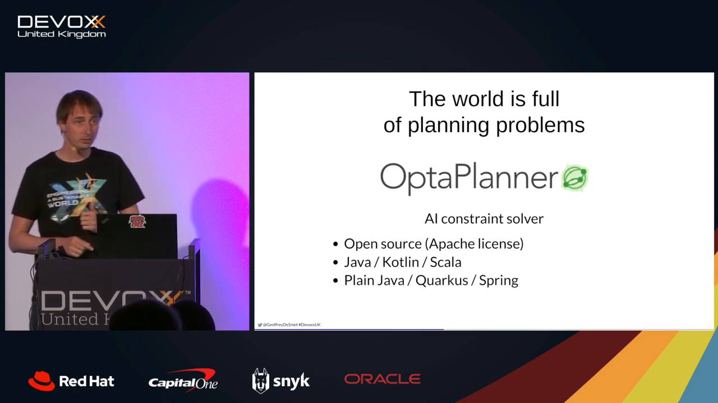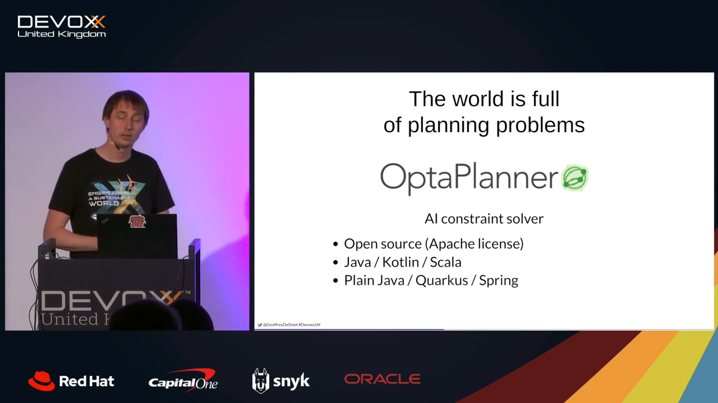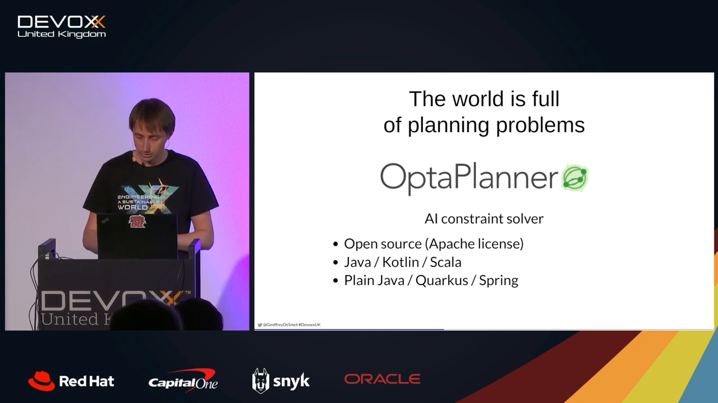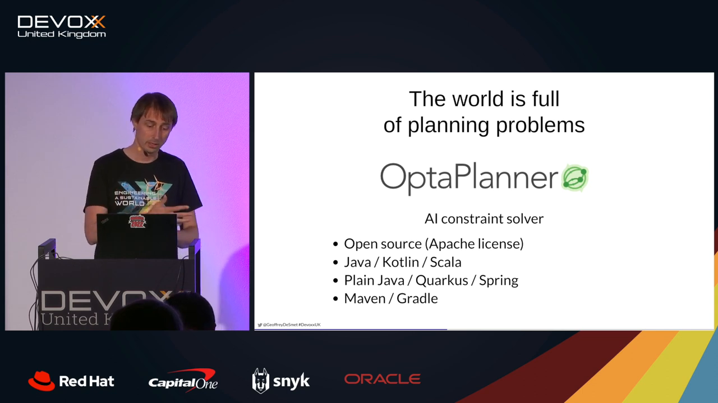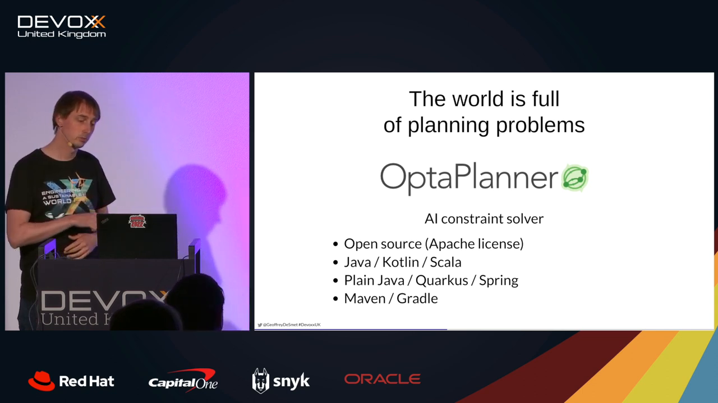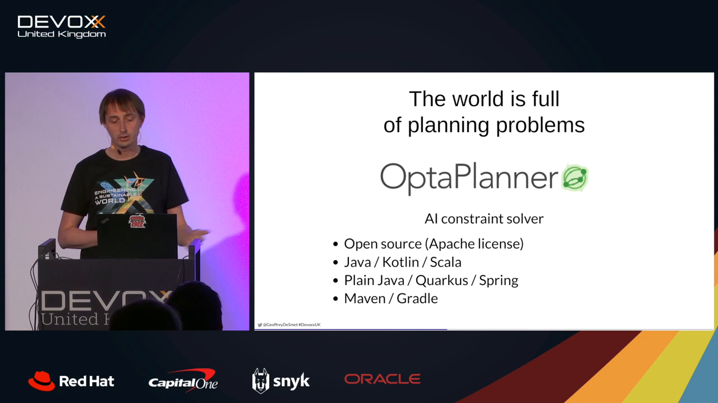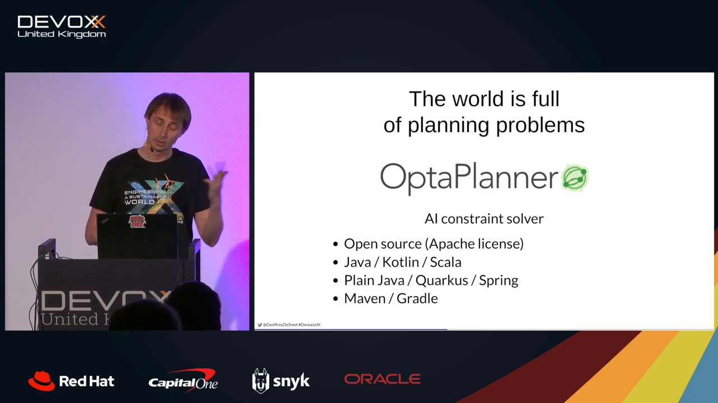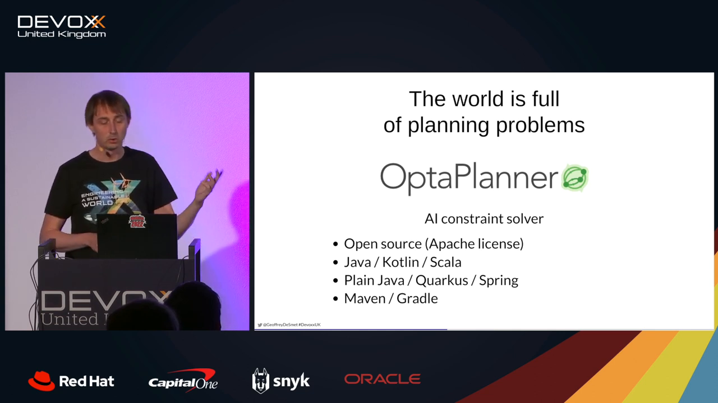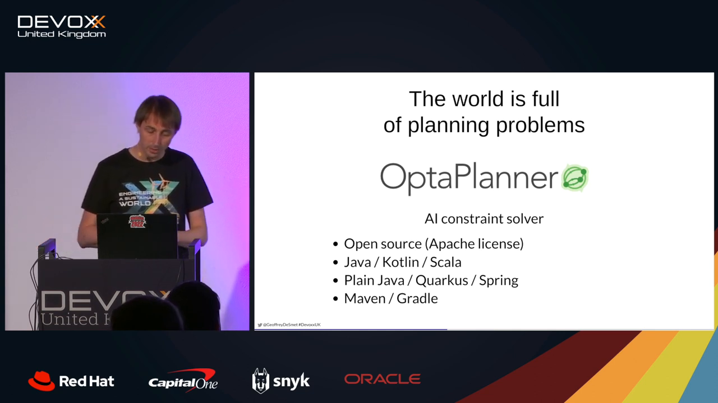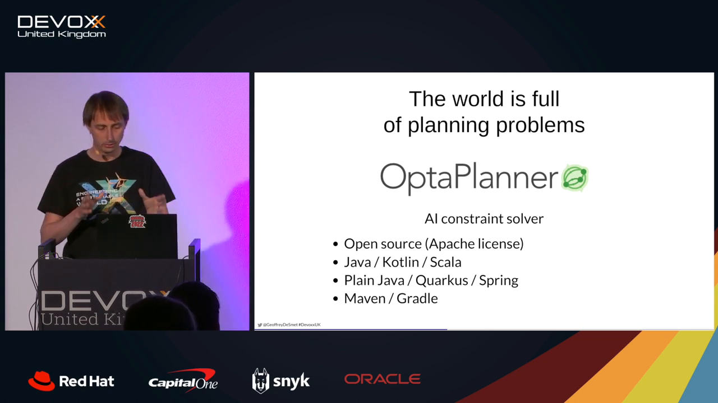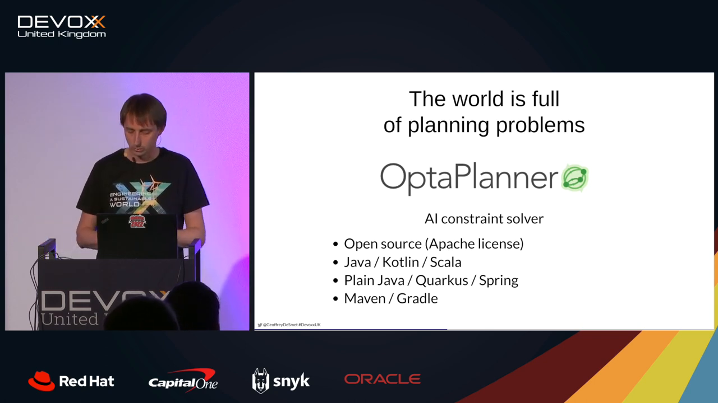You can use it from plain Java, just embedded. You can use it from Quarkus, and you can use it from Spring. So we have a Quarkus extension and a Spring starter, which you can use. And you can use it with Maven and Gradle. And we actually have examples for all of this. So we have a plain Java example, a Quarkus one, a Spring one, all three built both with Maven and Gradle. And we have many different use cases also, and those only build with Maven, but the basic three show how to do it with Gradle too.